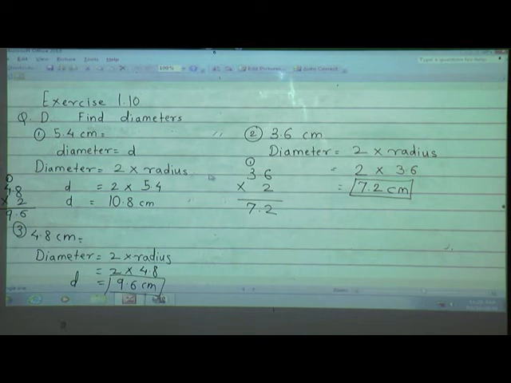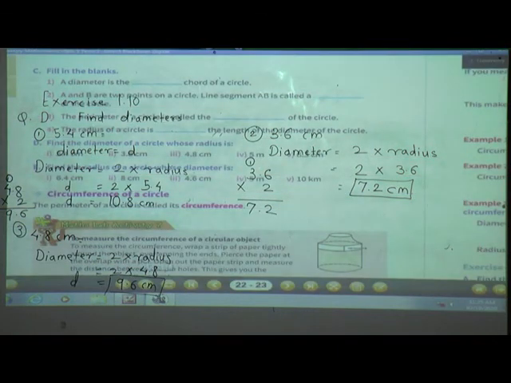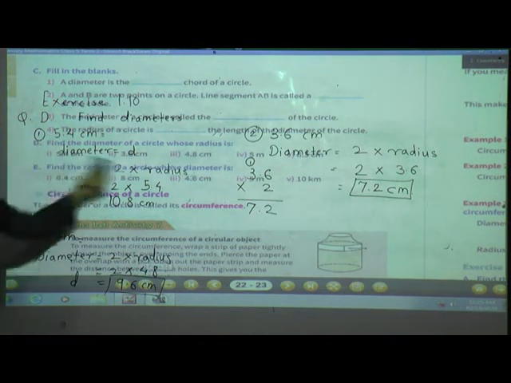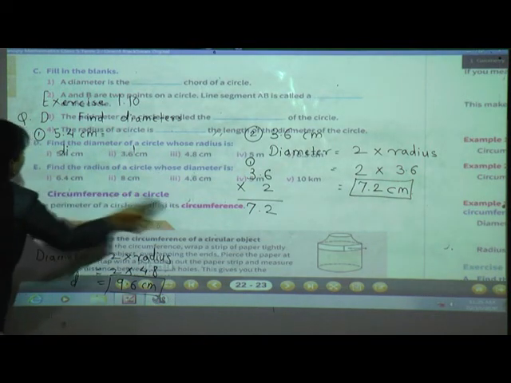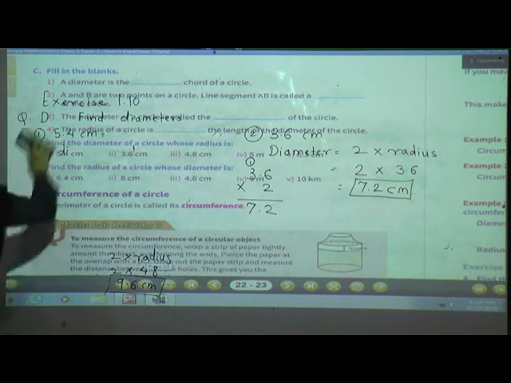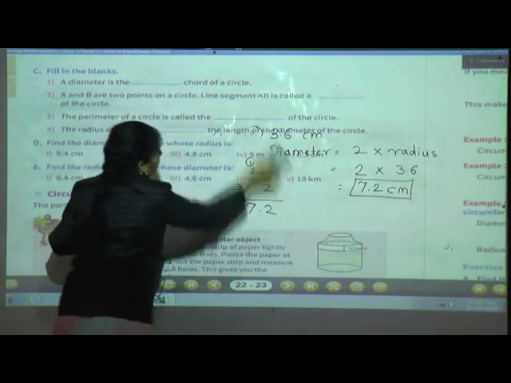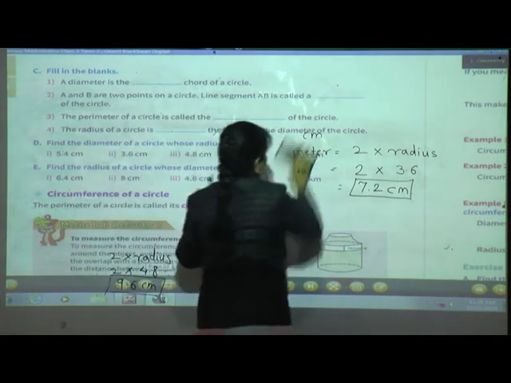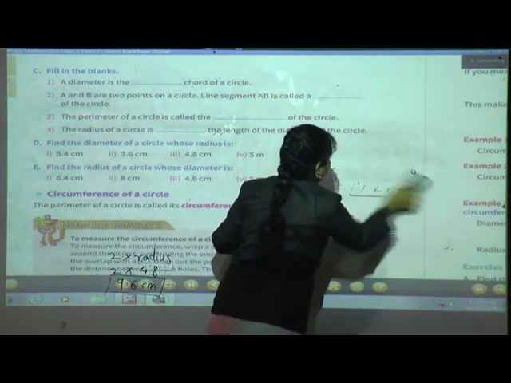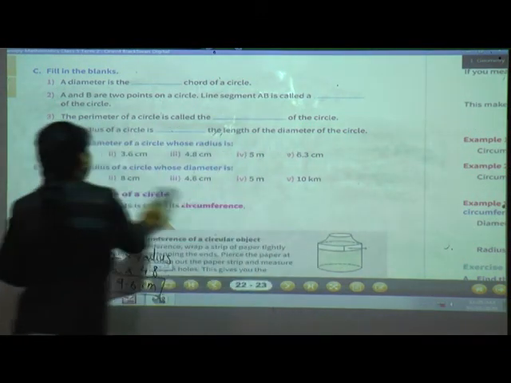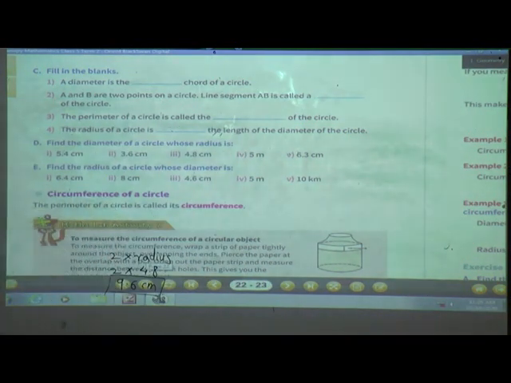So we'll see question number E. What is the question? Find the radius of circle whose diameter is given. Here they have given us diameter and we have to find radius. So just use the formula to find the radius.